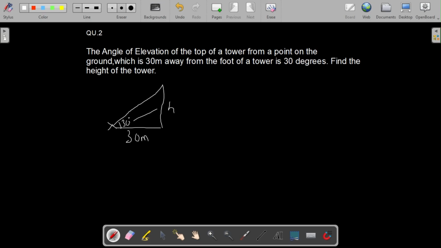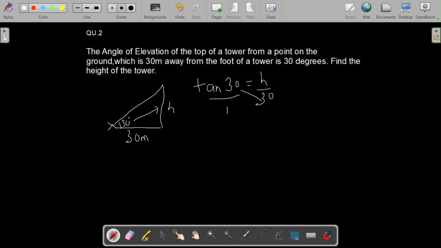Like we said, whenever I see questions like this, the first thing I look at is, where is my angle facing? Once I know where my angle is facing, the rest is not a problem, because I now have to look at, what do I have next? Is it here or there? So this is another tan. So this is tan 30 equals h over 30. We are also going to leave this answer in short form.